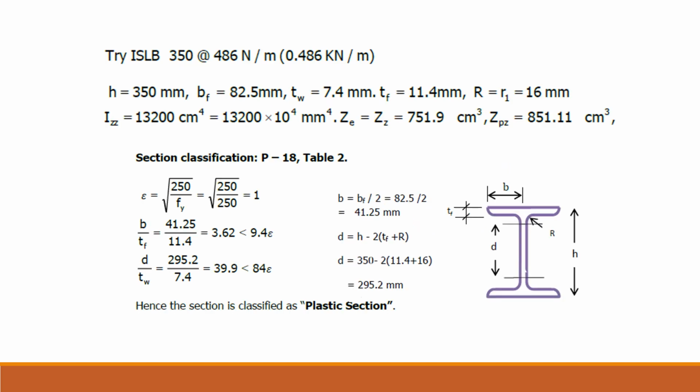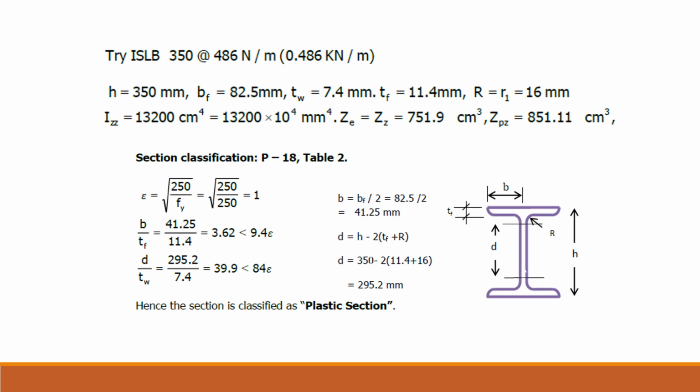Let us try ISLB 350 at 486 Newton per meter. The value is taken from SP 16, page number 18, table number 2. Where H is equal to 350 mm, BF, the width of the flange, is equal to 82.5 mm, the thickness of the web is 7.4 mm, the thickness of the flange is equal to 11.4 mm, the radius is equal to 16 mm, and the IZZ is equal to 13,200 mm to the power 4.